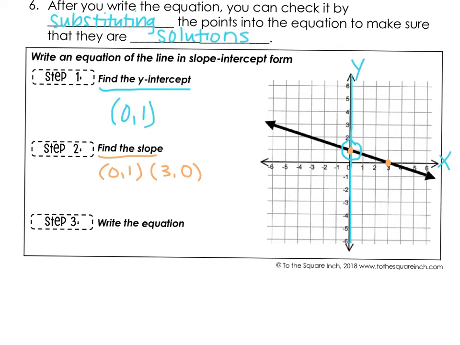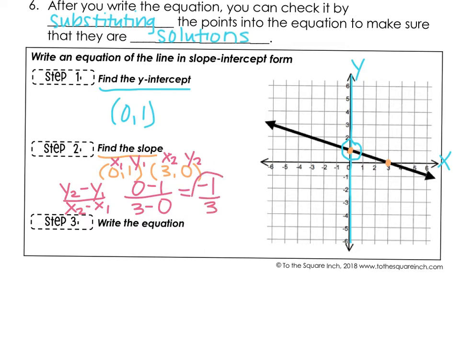So y2 minus y1. Well, let me go through and label my points: x1, y1, x2, y2. So 0 minus 1 over x2 minus x1, which is 3 minus 0. 0 minus 1 is negative 1, and 3 minus 0 is 3. So I should get a slope of negative 1/3.